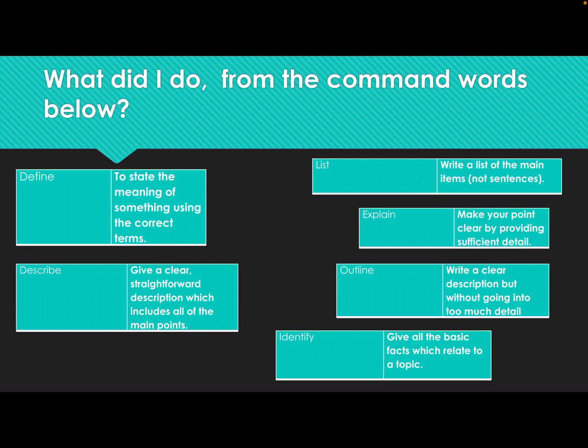Then what we're going to do is individually bring up command words, and it's at this stage that you ask students to select 2 or 3 of your biscuits.